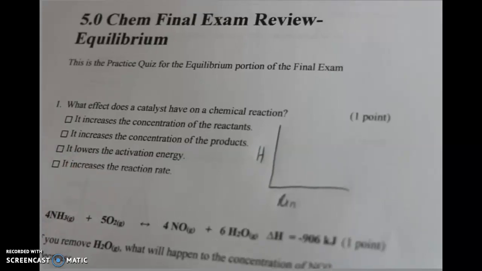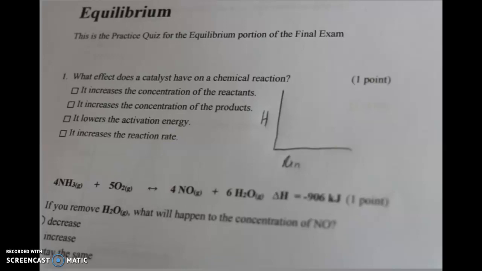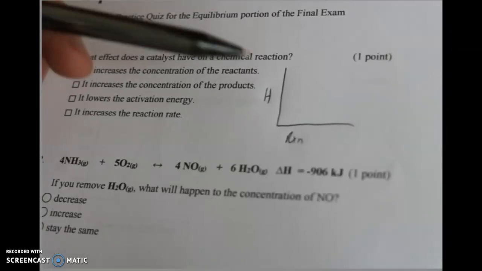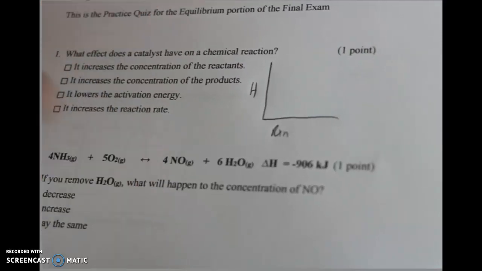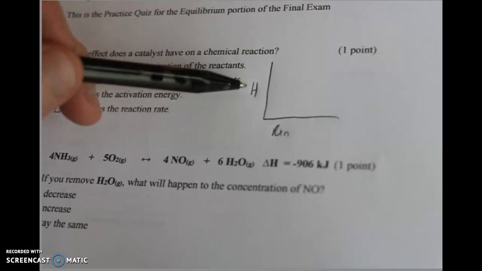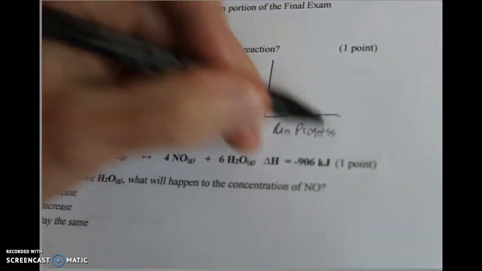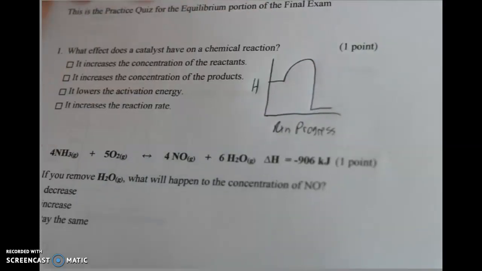In this video, I'm going to go over the 5.0 Chemistry Final Exam Practice Quiz that covers equilibrium. So this first question says, what effect does a catalyst have on a chemical reaction? It doesn't matter if you think about this from an exo or endothermic point of view, because you will get the same answer. So when we have a reaction diagram like this, we have enthalpy on the y-axis, reaction progress on the x-axis, and we can just draw this in here.